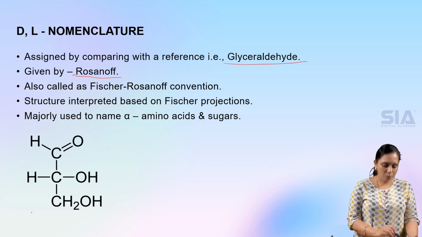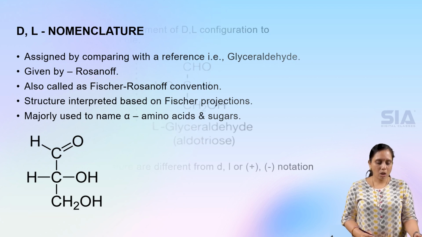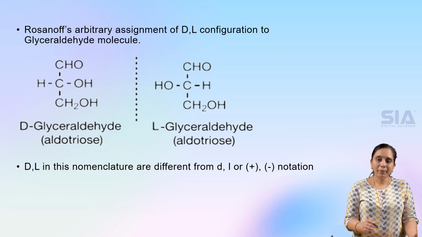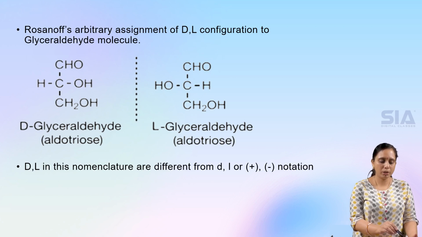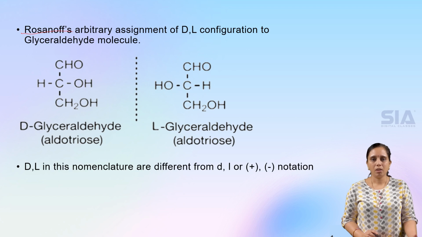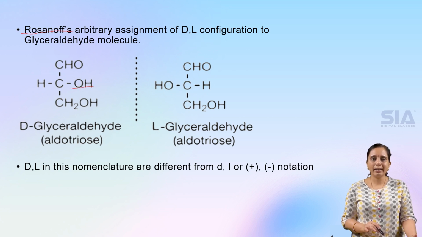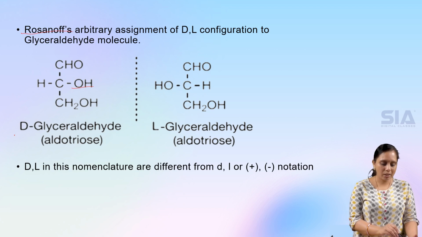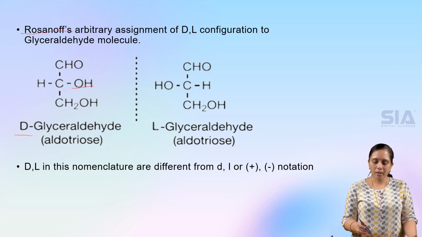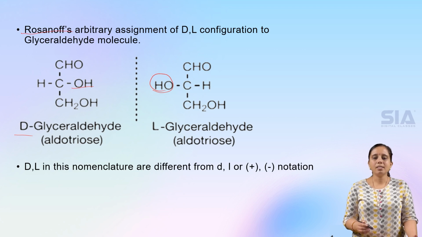So, the glyceraldehyde molecule is this one, and D and L configurations were arbitrarily given to the glyceraldehyde molecule by Rozanov. If the OH group is present on the right side of the molecule in glyceraldehyde, then it is given the D nomenclature, and if the OH group is on the left side, it is L glyceraldehyde.